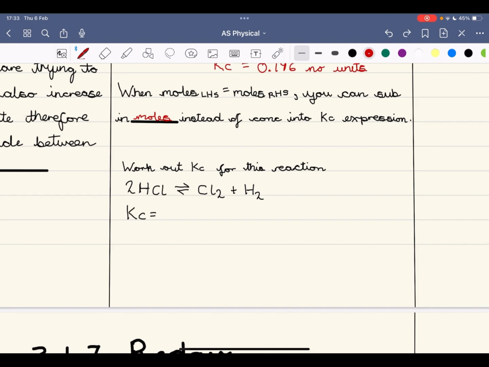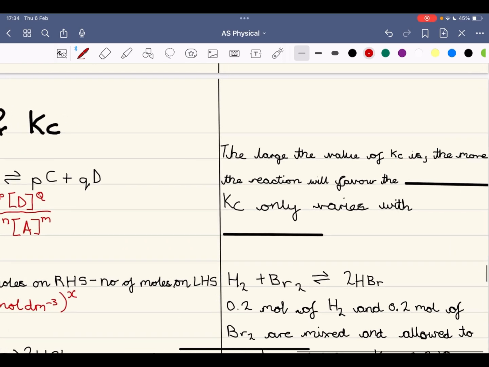Alright, here we're asked to work out the Kc for the opposite reaction. For this, all we need to do is 1 over the original Kc, which was 0.196, and we get 5.102. And once again, we have 2 moles on the right hand side, 2 moles on the left hand side, so we take them away, we get 0, so we get no units. The larger the value of Kc, the more the reaction will favor the products, and Kc only varies with the temperature.